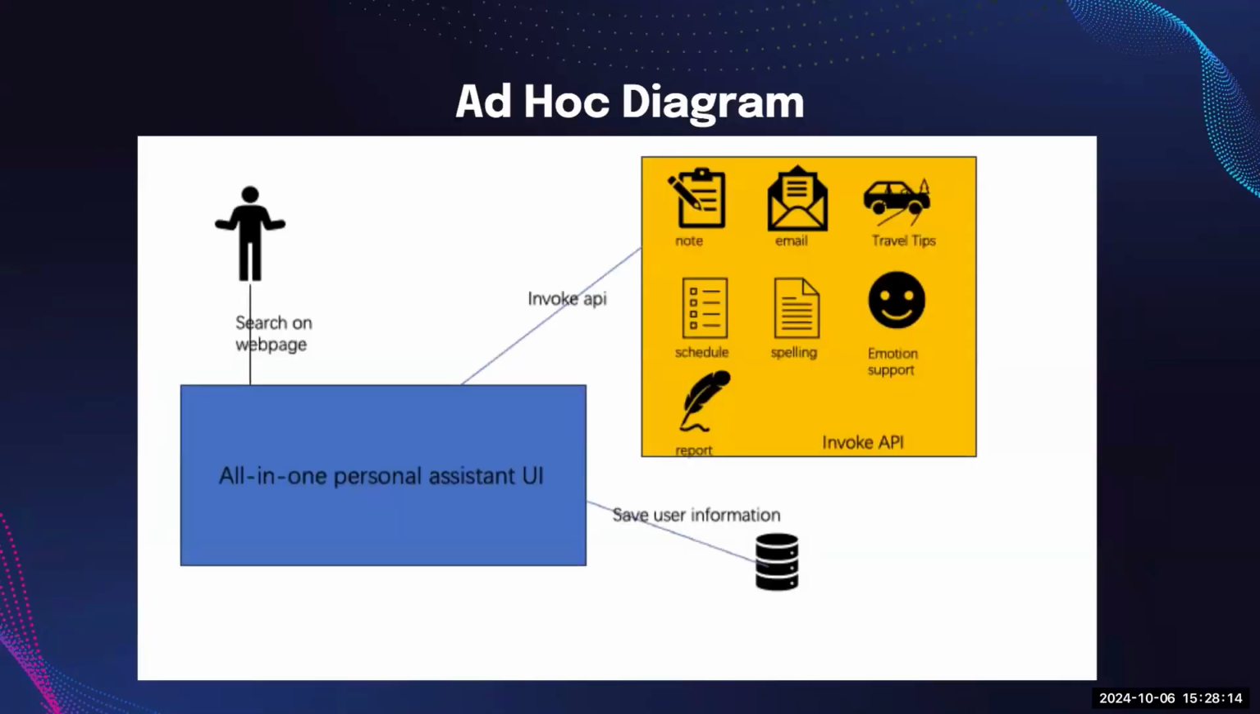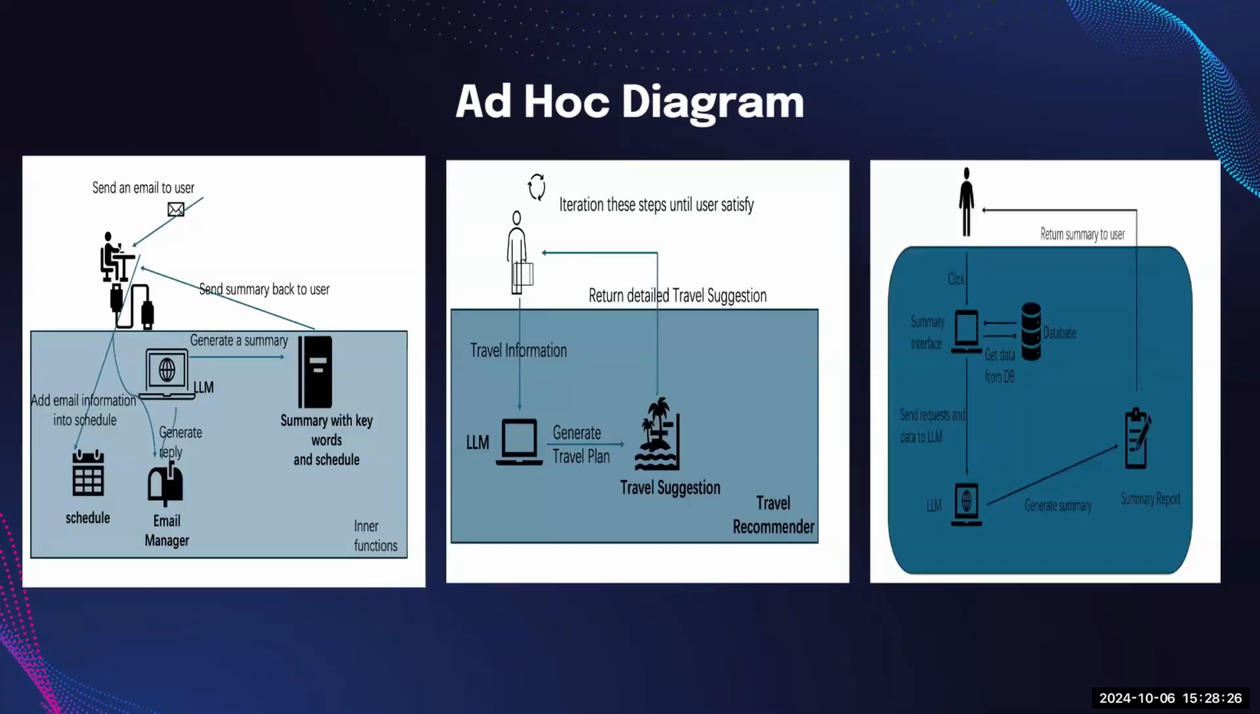Yes, the ad hoc diagram outlines the entire project, highlighting 7 main functions in the yellow box. Users can access these functions via the UI. Next slide, please. Here are 3 examples. When an email is received, if the user authorizes their email, a large language model generates a reply, extracts keywords, and schedules tasks. The travel recommender suggests a destination using large language model-based insights, while the report summary provides an overview of the user's completed tasks.